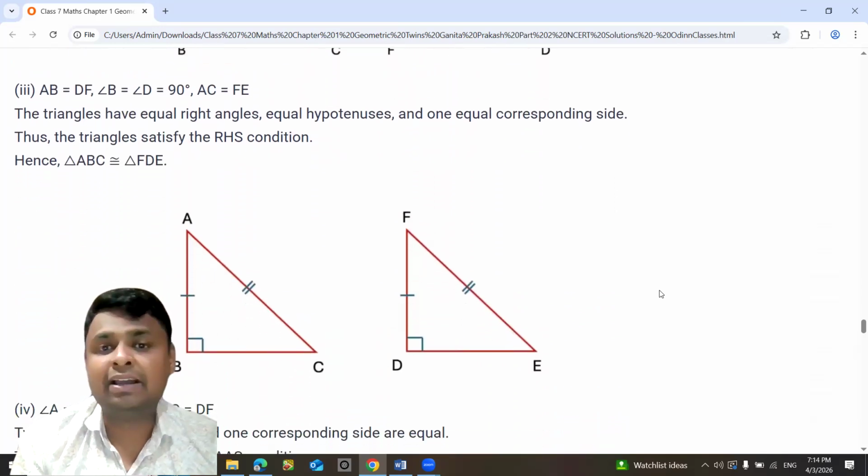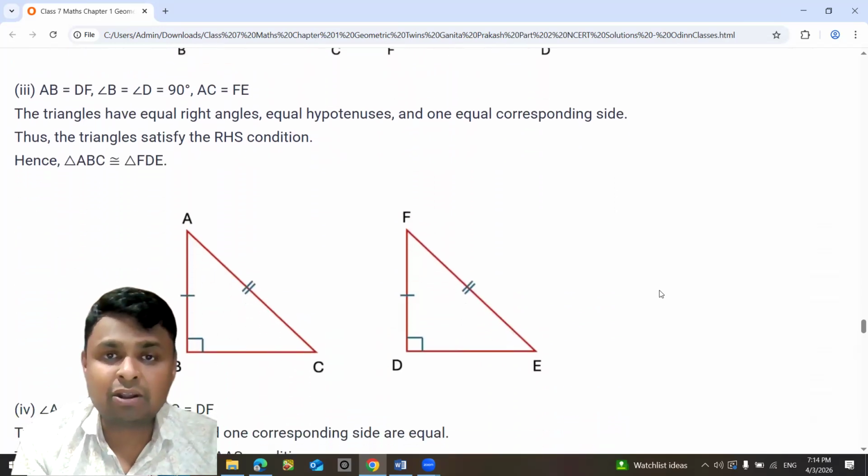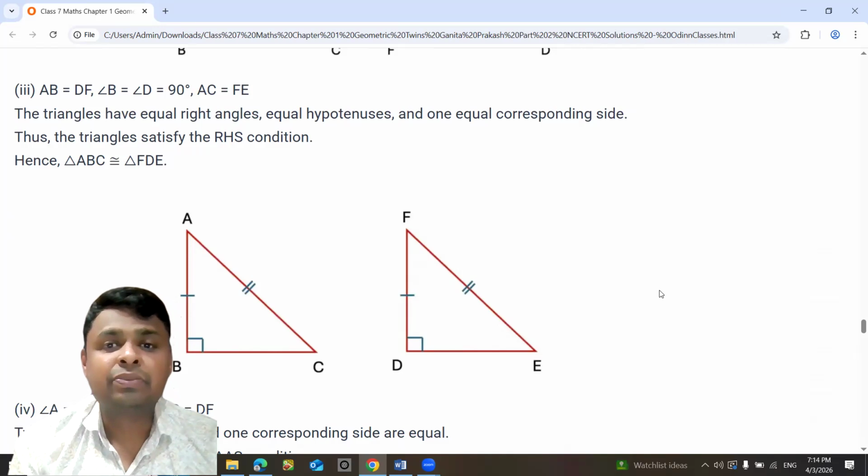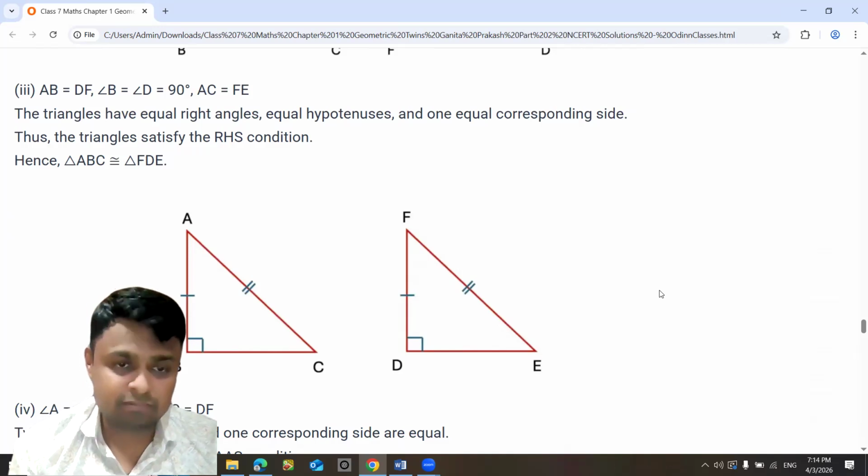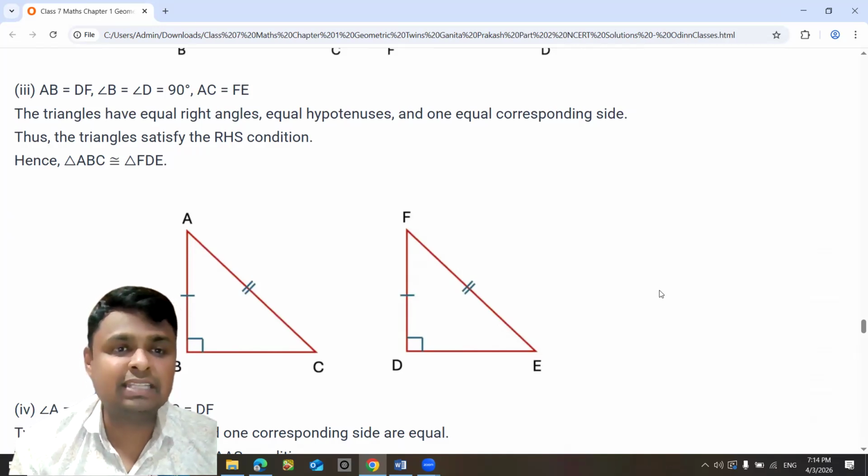So we have a right angle triangle now. You know that right angles are always 90 degrees. So they are equal. Angle B is congruent to angle D. And then we can use the right angle hypotenuse side test, or you can say for right angles, we can use this condition, RHS condition.